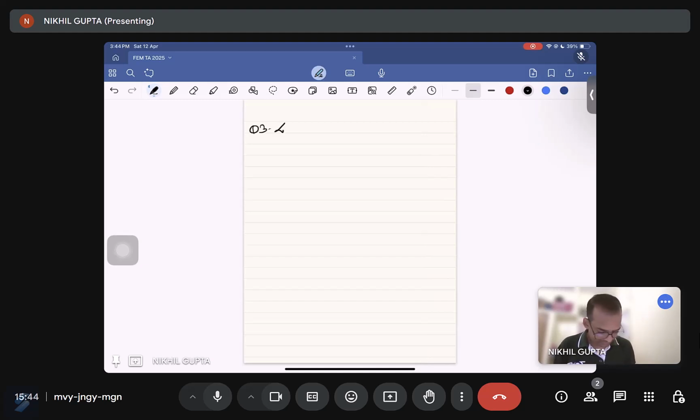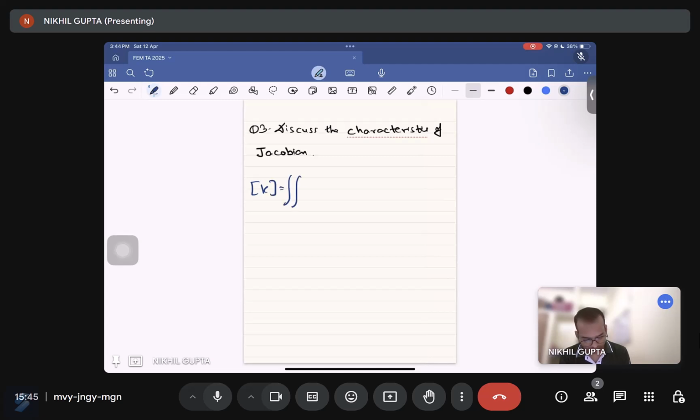Let's discuss the characteristics of the Jacobian. Okay. So where do we need a Jacobian? When we are calculating the K matrix, it is required. So the triple integration from -1 to 1, -1 to 1, and -1 to 1, then B transpose D B, then determinant of J, then d psi, d eta, and d zeta.